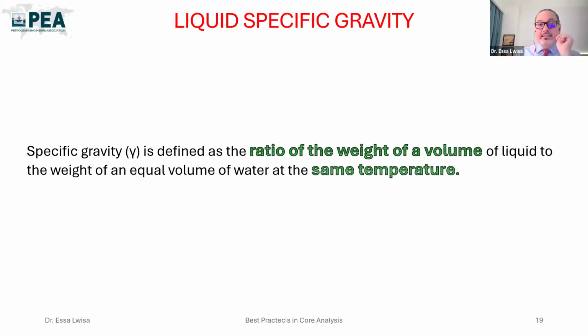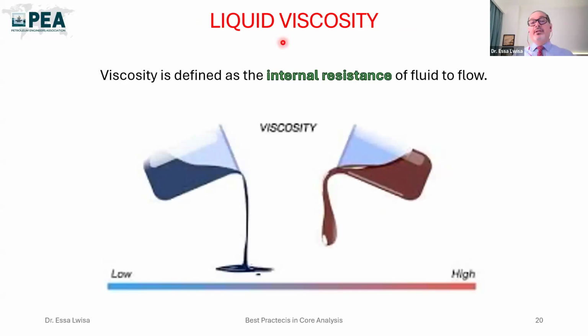Okay, now, that was density. As I said, we measure liquid density and liquid viscosity. Why do we measure viscosity? Because we use that value to obtain the permeability, and we measure density to obtain pore volume and porosity later on. Viscosity is defined as the internal resistance of fluid to flow.